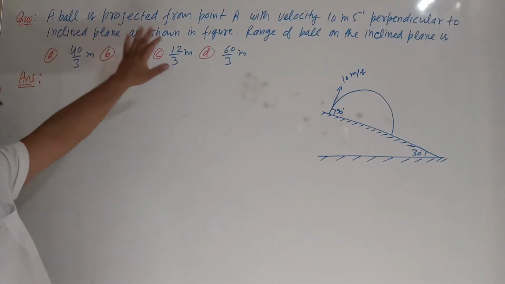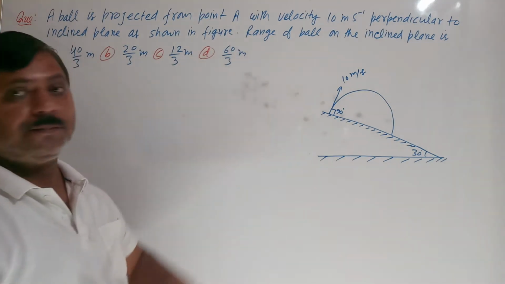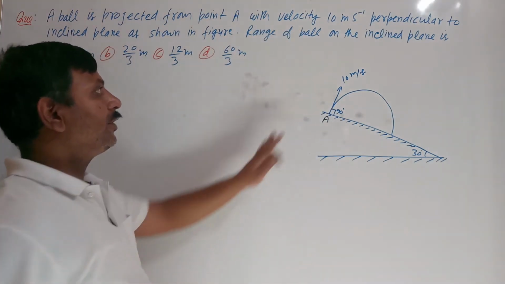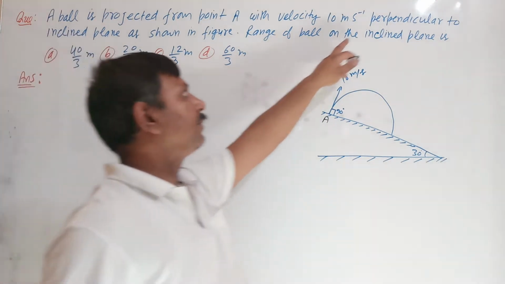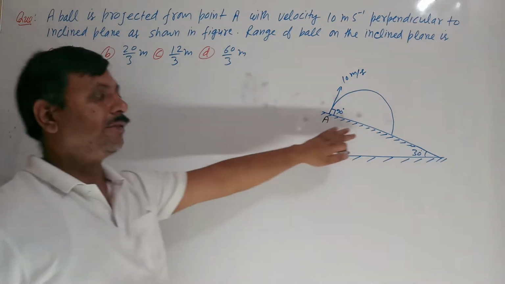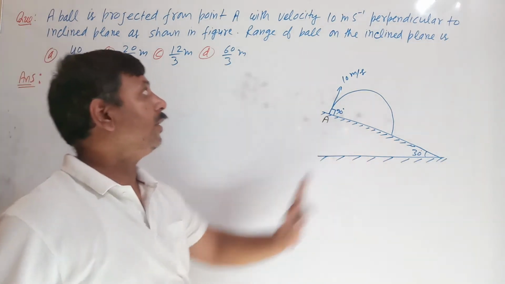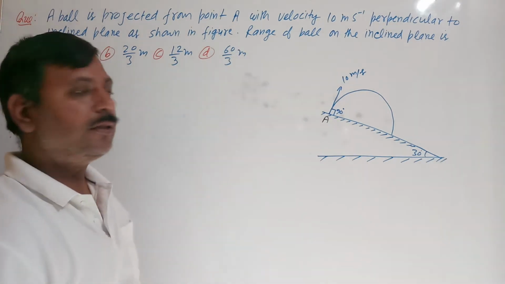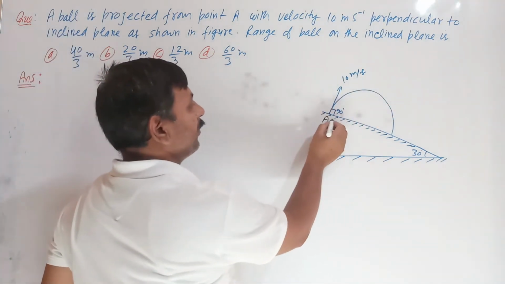A ball is projected from a point A, this is point A, with velocity 10 meter per second, perpendicular to the inclined plane. This is inclined plane, 30-degree inclined plane. Range of ball. What will be the range? This they want.